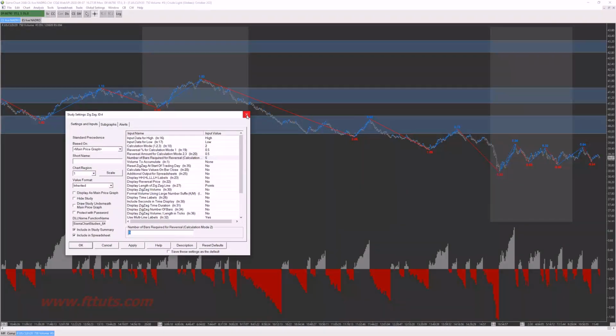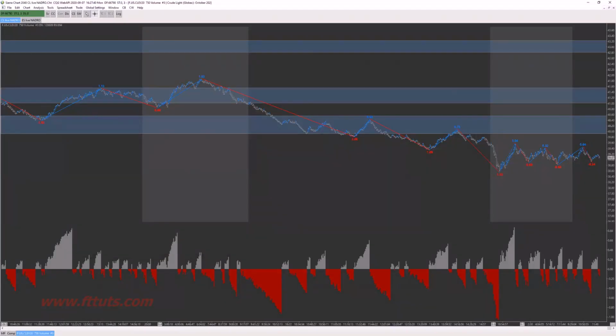A 5-bar reversal is quite simply, for a high, the high of this bar is higher than the highs of the 2 bars that preceded it and 2 bars that follow it. They don't have to be lower. It could be like that, but they're both lower. All 4 of those bars are lower. The highs of those bars are lower than the high of the middle bar. That creates a top that it's going to leave.